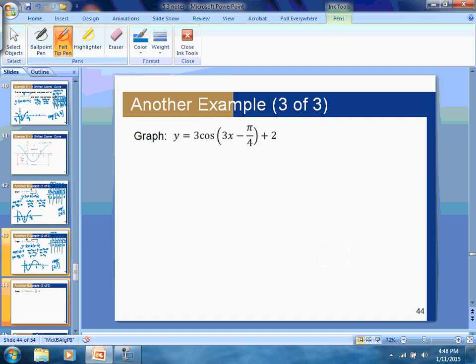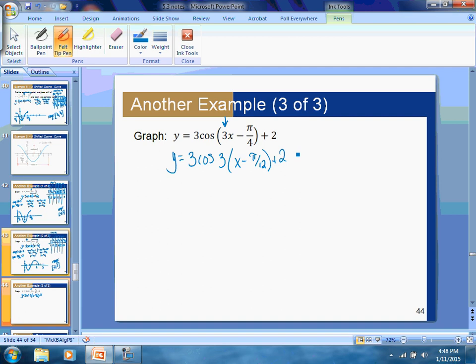All right. So if you want, again, rewrite this function so that you're taking out your GCF, or that k value, which is just the 3. So you could take out the 3, and then you'll have x minus pi over 12. Do 1/4 divided by 3, and then you still have the plus 2 at the end. So if you want to rewrite the function that way, you can.